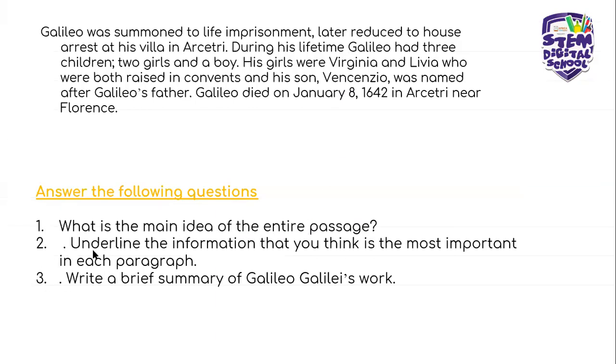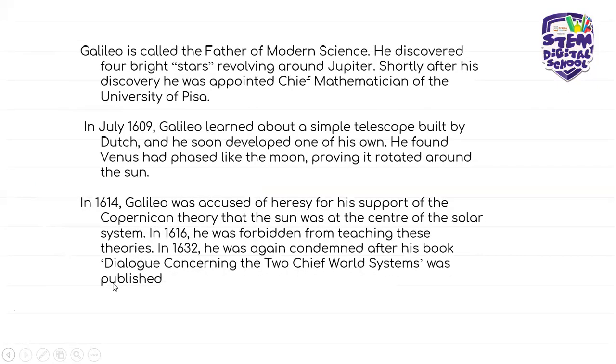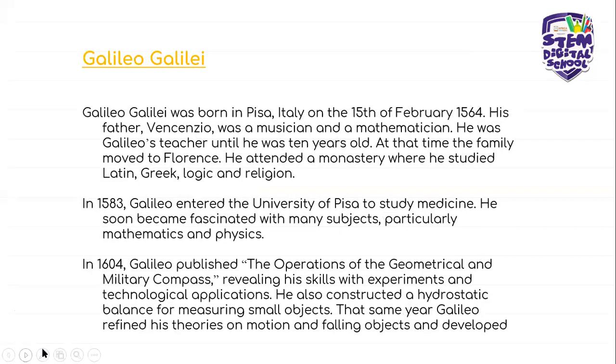Then in number 2, underline the information that you think is important in each paragraph. So basically what they are asking you in number 2 is to pick out the topic sentence. So when they say underline the information that you think is the most important in each paragraph, it means that you need to look at the paragraph and pick out the topic sentence. So let's see, in paragraph 1, what do you think is the most important information?